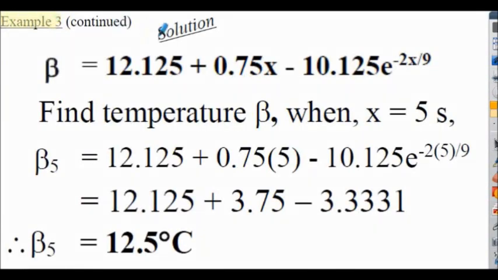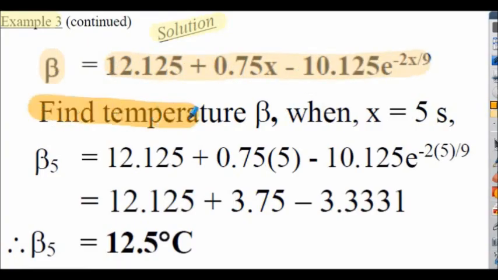So example 3, solution continued. Just repeated the equation for beta from the previous slide. Now we have to find the temperature, it's beta of course, when x is equal to 5. So all I now do is put the value of 5 in the above equation, wherever I see an x. So it's 12.125 plus 0.75 multiplied by x, that's a 5 there, and then we minus the 10.125 multiplied by e to the negative 2x, which is 5, divided by 9.